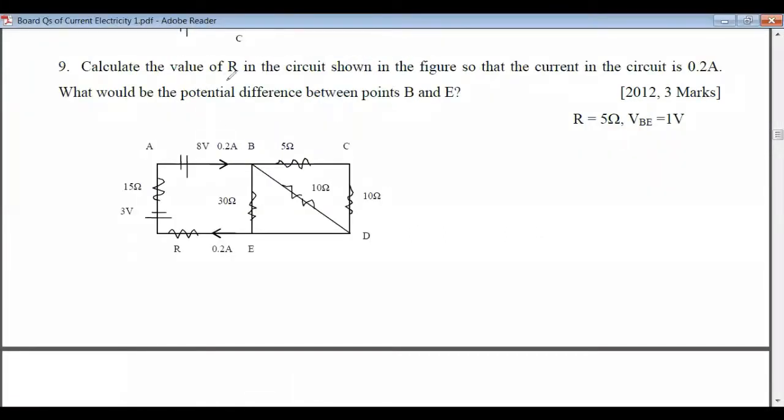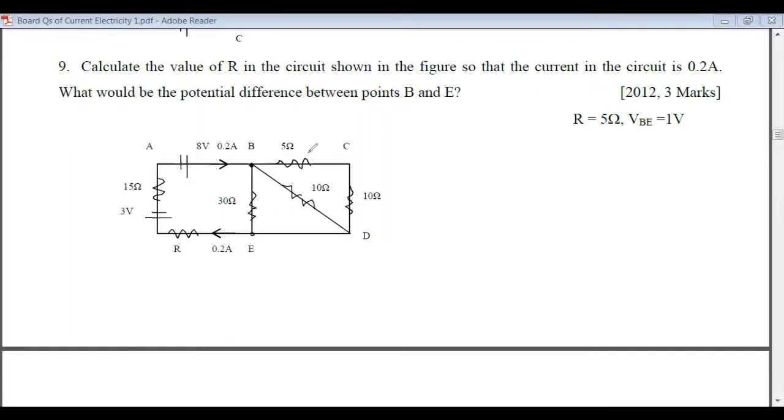Number 9 is calculate the value of R in the circuit shown in the figure so that the current in the circuit is 0.2 ampere. What would be the potential difference between the points B and E? Okay, now let us consider these 2 points B and E.